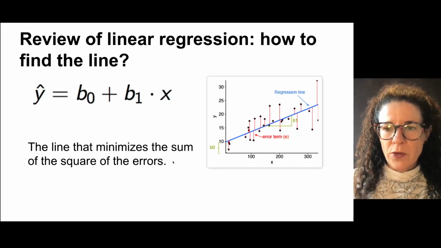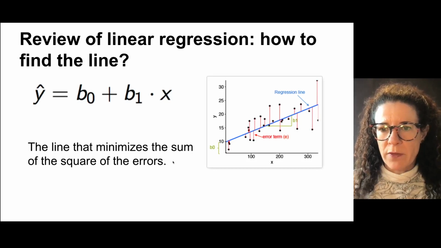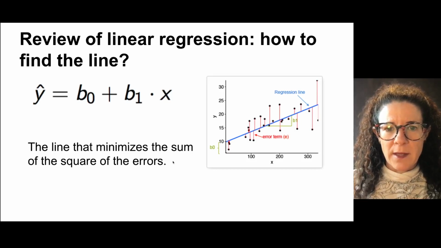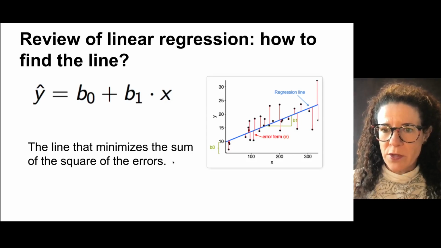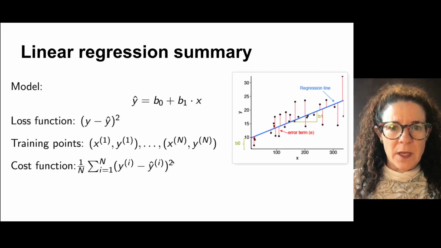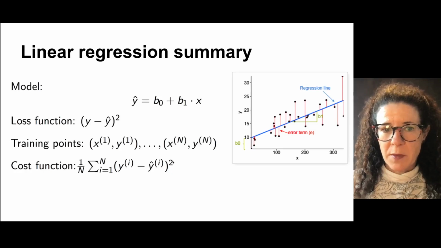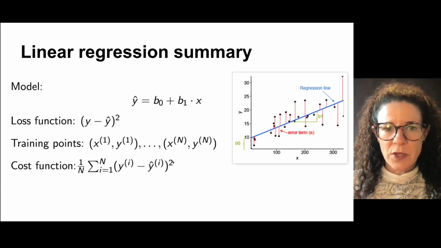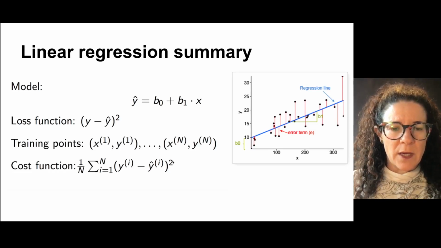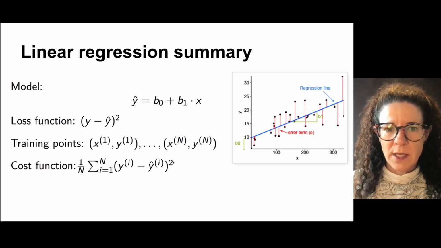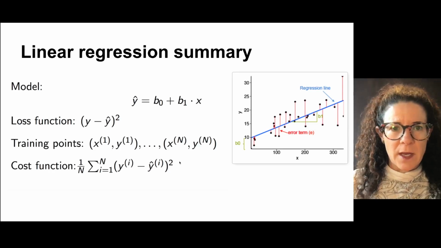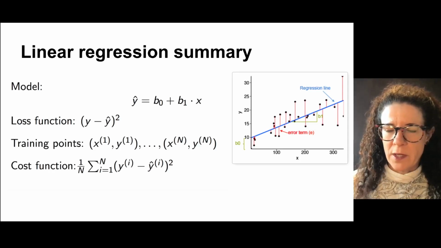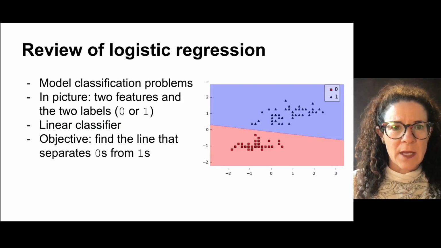So how do we find b0 and b1? We want to find the line that minimizes the sum of square errors. This is basically a summary. We have a loss function, which is the mean square loss function. We have a cost function, which is the mean square loss function over the training data. And this is our summary of linear regression.